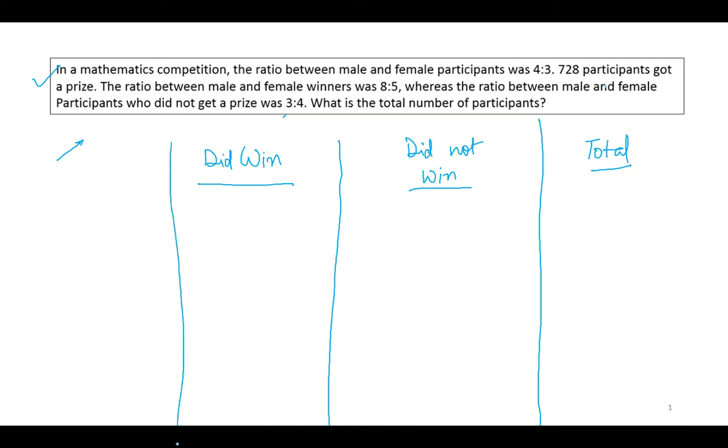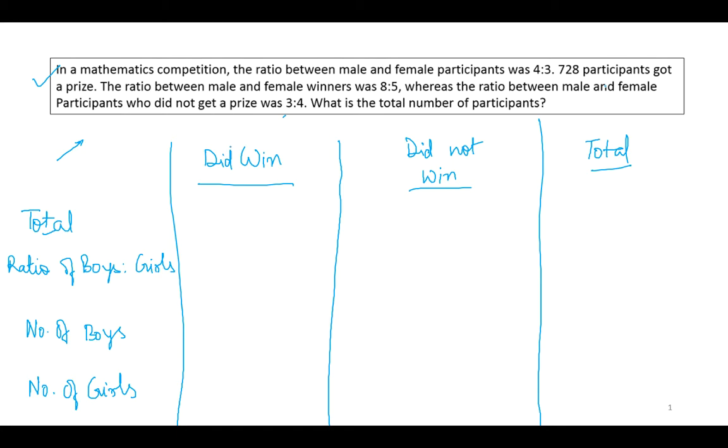Okay. Now, what is the information that I would like to look in these different categories? I would like to know the total in each group. So, what is the total number of winners? What is the total number of people who did not win? And what is the total number of participants? I would also like to see what is the ratio of boys is to girls. From that, I would like to develop what is the number of boys and what is the number of girls. All right. So let's see.